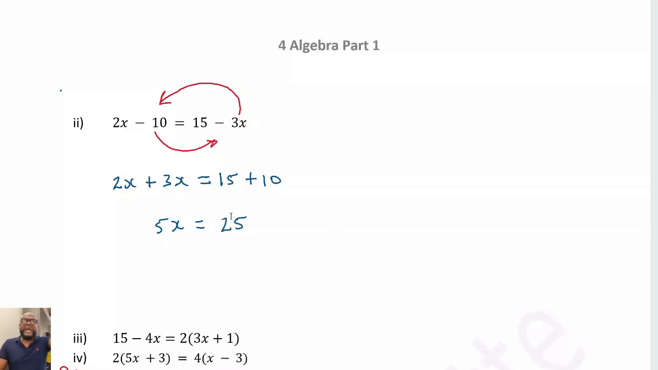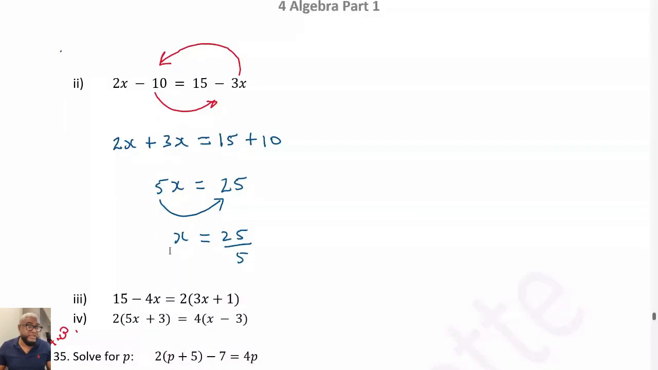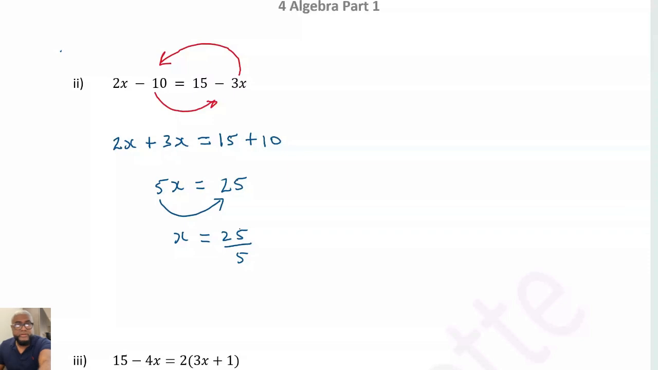25. Can I add x's to normal numbers? No. Also remember that. Right? Familiar ground here. What are we doing with this 5? Excellent. Divide. x will be 25 divided by 5. x will be 5. Boom. x will be equal to 5.